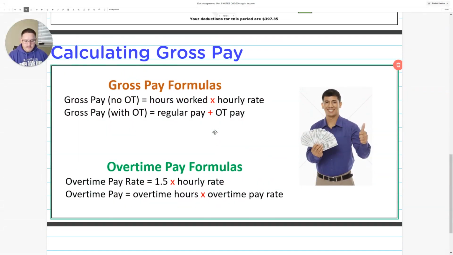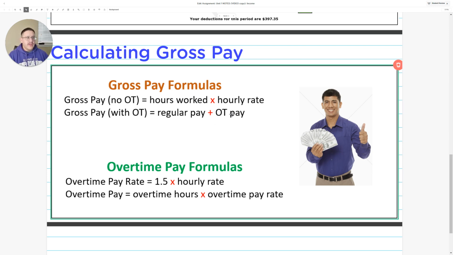We're going to look at a few different problems involving gross pay, and we're also going to talk about overtime pay. You don't need to memorize these formulas. I have them in the following problems that we're going to do. However, gross pay without any overtime is the amount of hours worked times the hourly rate. Regular pay is basically our gross pay.